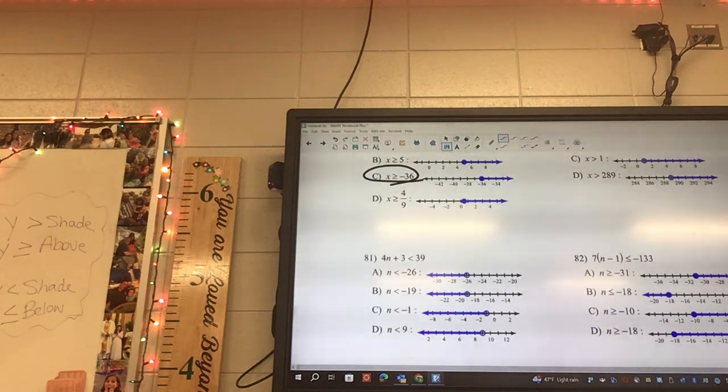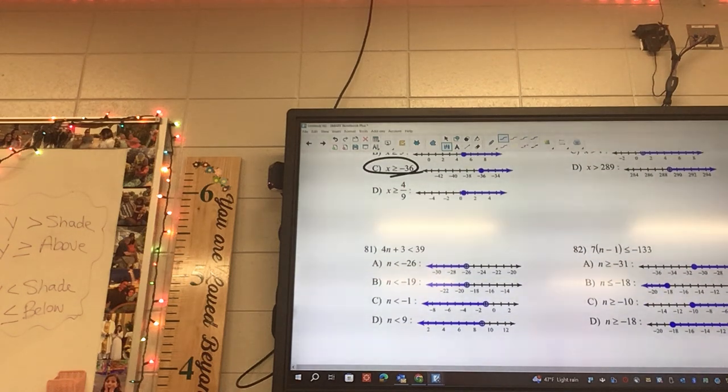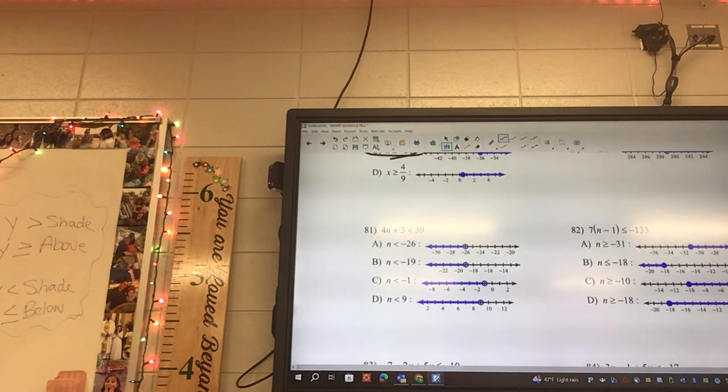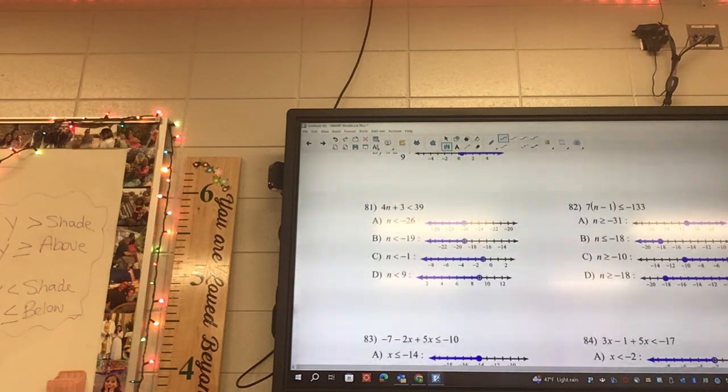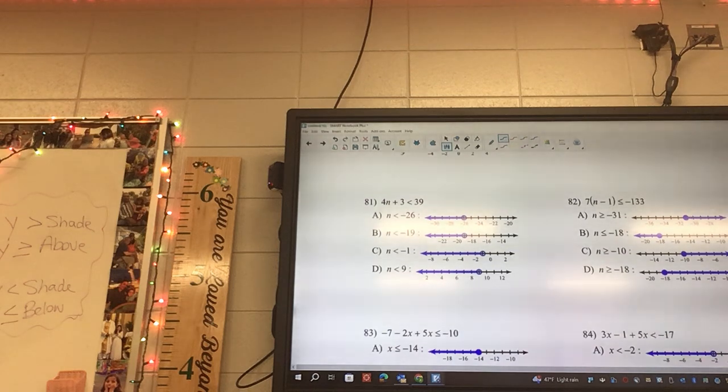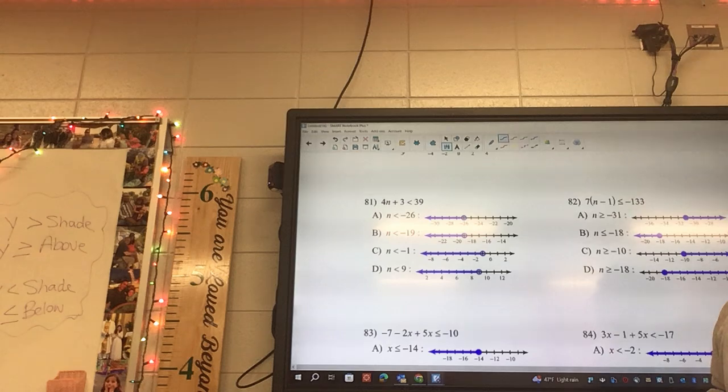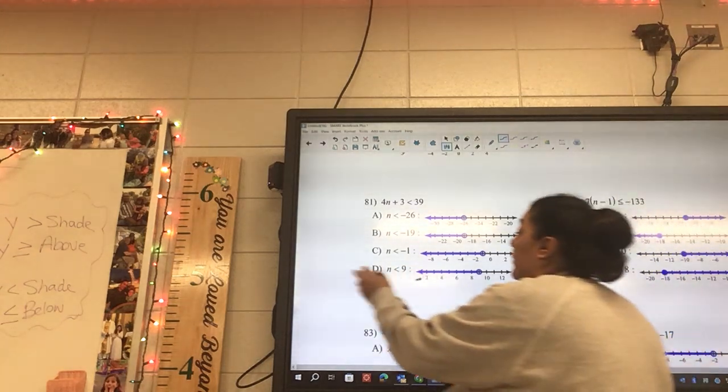Okay, 81, what would be our first step to do? Take away 3 on both sides. So what is 39 minus 3? 36, and then divided by 4 is 9. So D.